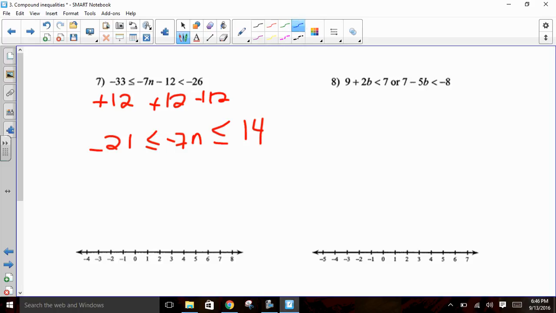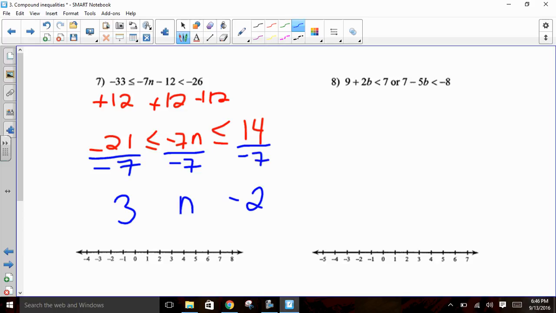So next I notice is I'm going to divide by negative 7, because I have that negative 7 times my n. Negative 21 divided by negative 7 gives me positive 3. I'm going to have n in the middle. And 14 divided by negative 7 is negative 2.